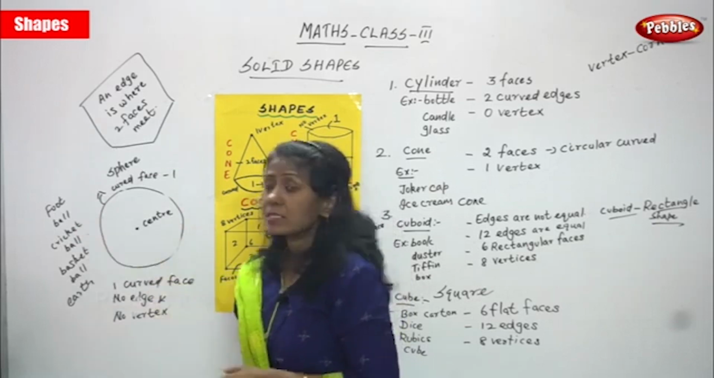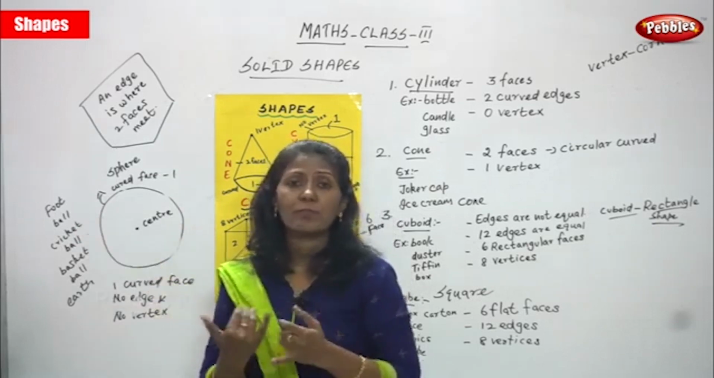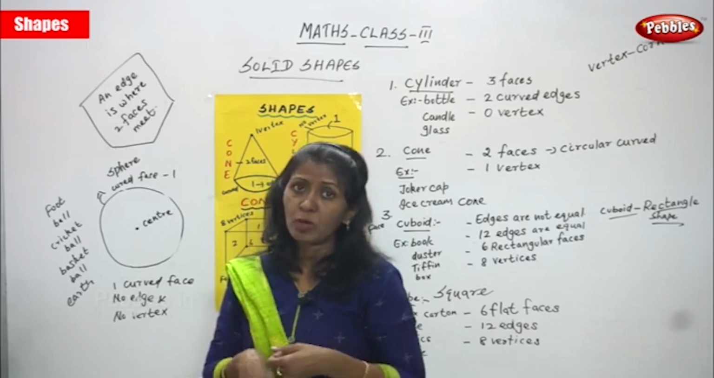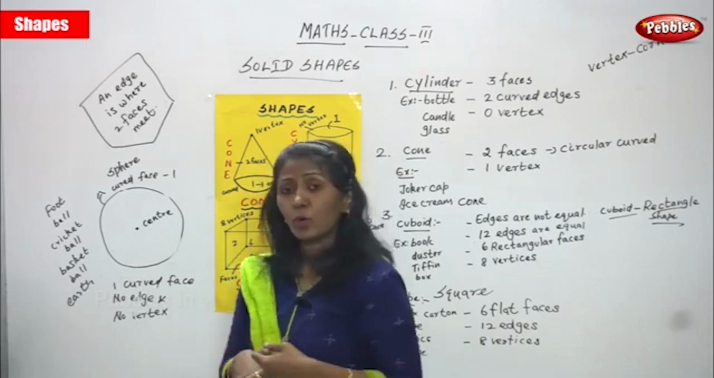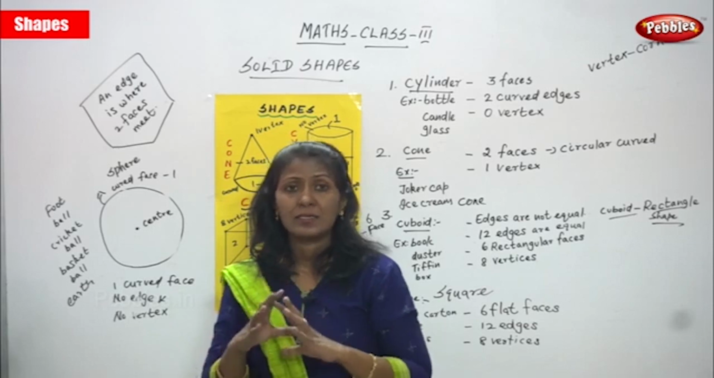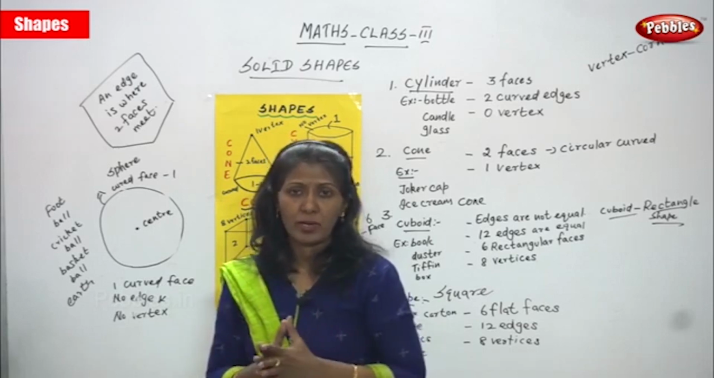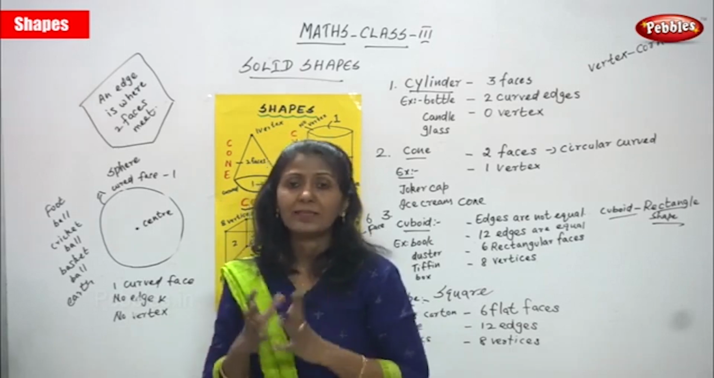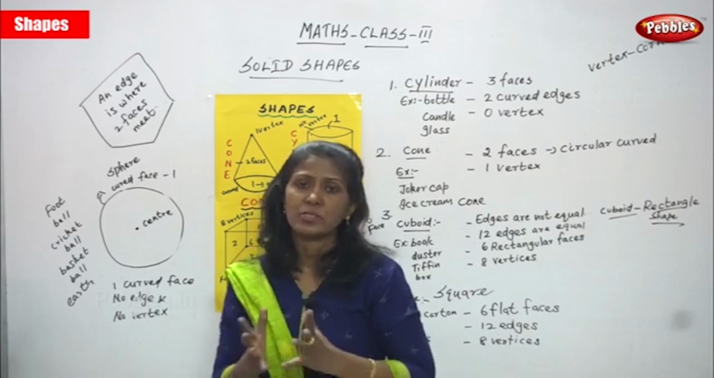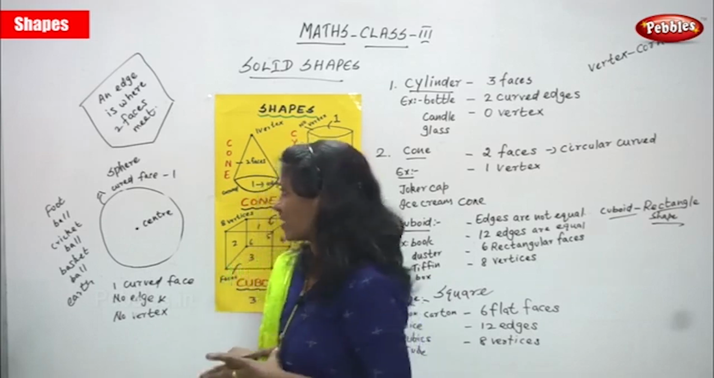An example: generally you play with a football, you play with a cricket ball, and you play with a basketball, and the last one is that generally the earth is a sphere shape. Okay, earth is not a round shape, earth is a sphere shape. I think you understand very clearly.